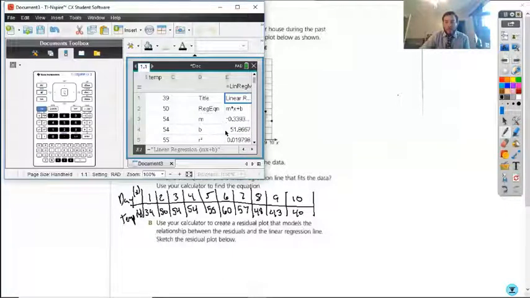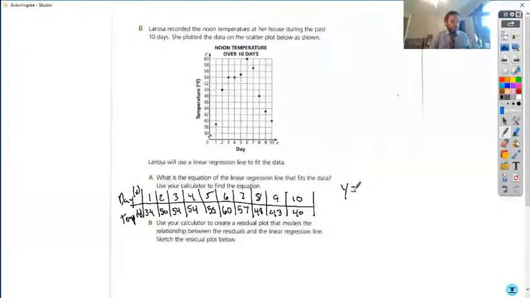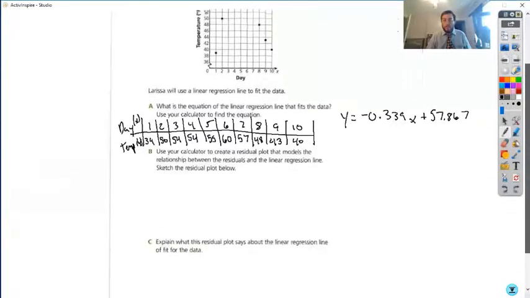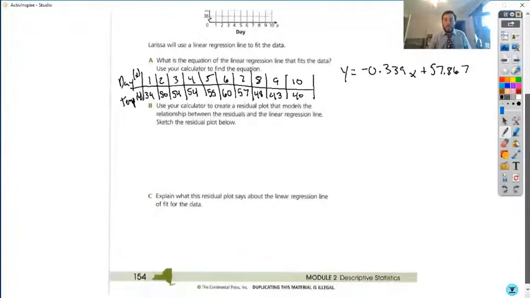And we get our linear regression here. The linear regression has the slope, which is negative 0.339, and our y-intercept b, which is 51.867. So it says to write our equation: y equals our slope, negative 0.339x, plus the y-intercept, which was 51.867.